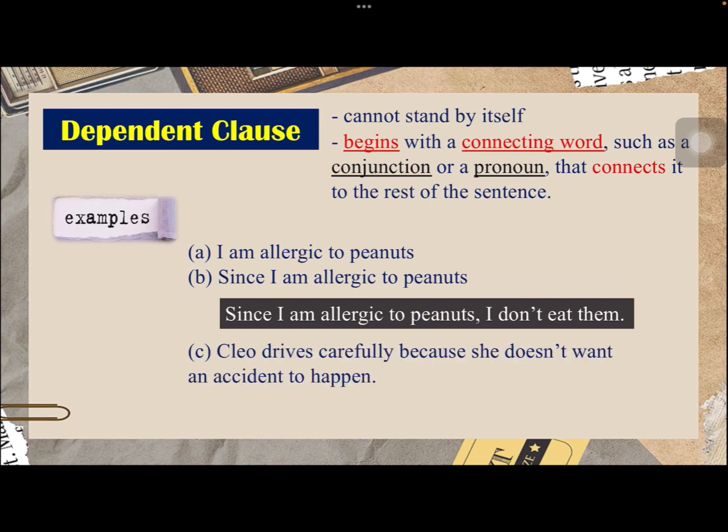For this example, what could be our independent clause and what could be our dependent clause? Cleo drives carefully here is our independent clause. Because she doesn't want an accident to happen is our dependent clause since it begins with a connecting word, because. If we remove because, then she doesn't want an accident to happen will become an independent clause.